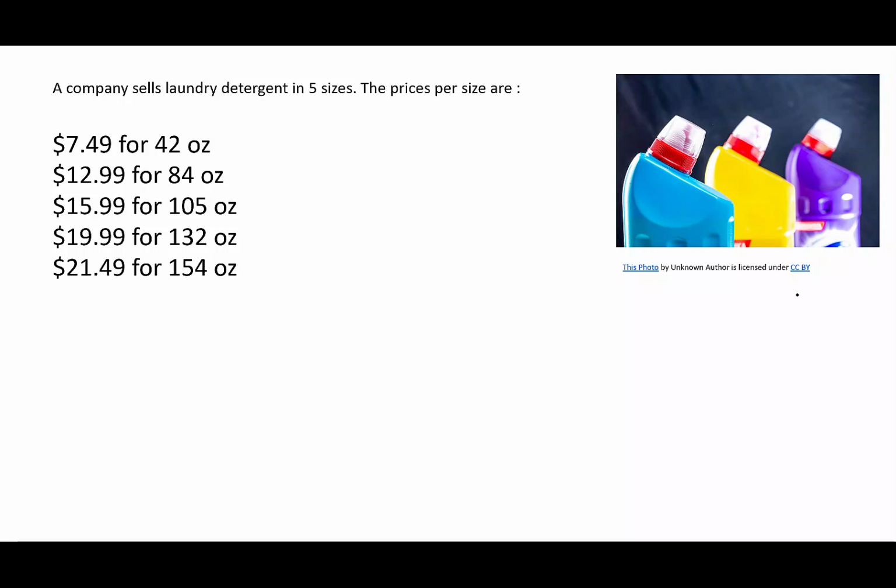So as a quick example, let's look at a company that sells laundry detergent in 5 different sizes. They sell a 42-ounce bottle for $7.49, an 84-ounce bottle for $12.99, 105 ounces for $15.99, 132 ounces for $19.99, and 154 ounces for $21.49. A lot of times we're used to seeing different prices, and what we end up looking at is the price per ounce. But let me show you that in a new way.